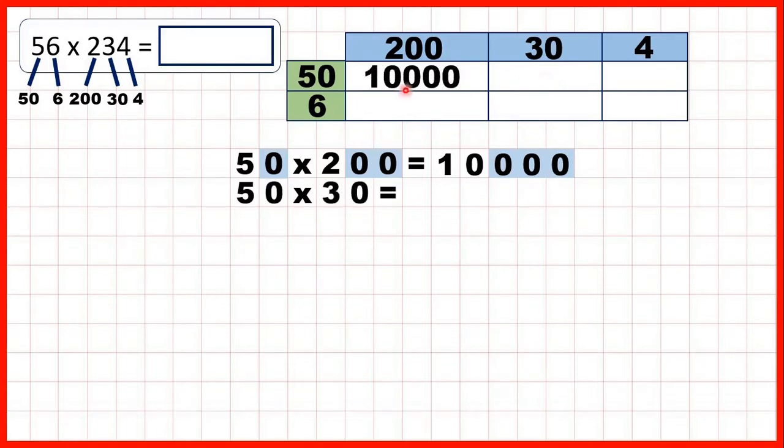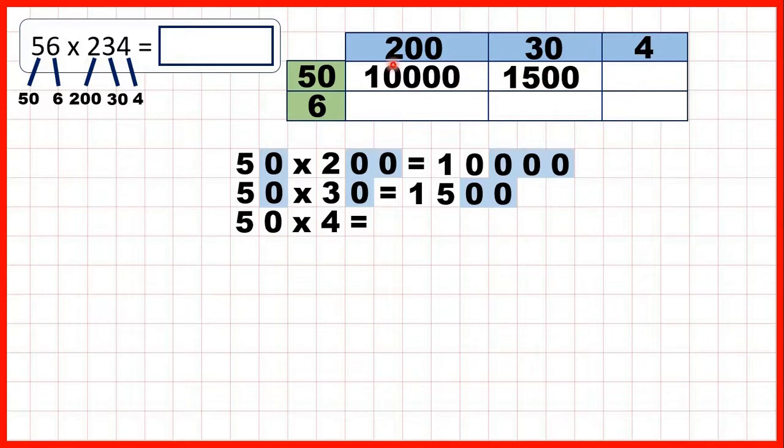Here, we need to work out 50 times 30. That's 1,500, because 5 times 3 is 15, and here we have 2 end zeros in our multiplication question altogether, so we need 2 end zeros in our answer. Here we have 50 times 4, that's 200, because 5 times 4 is 20, but then after we've multiplied our non-zero digits, we need to put 1 end zero on the end.